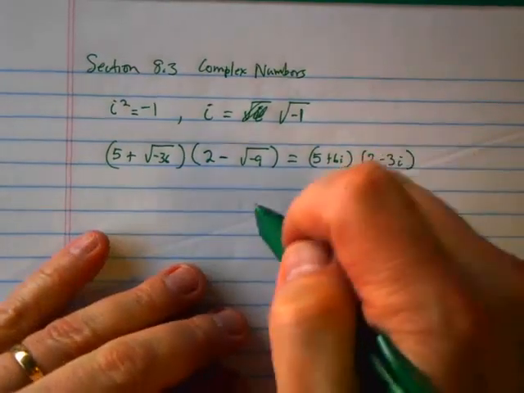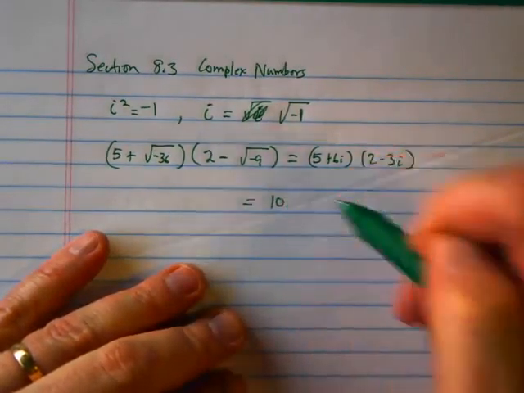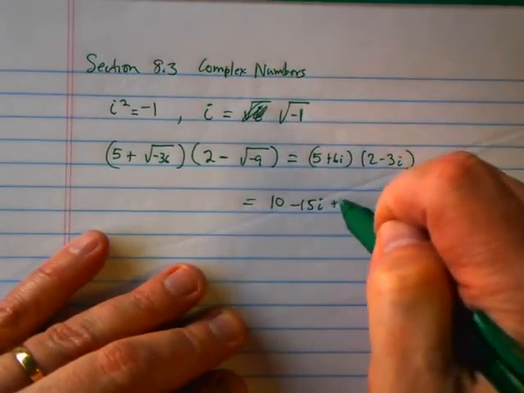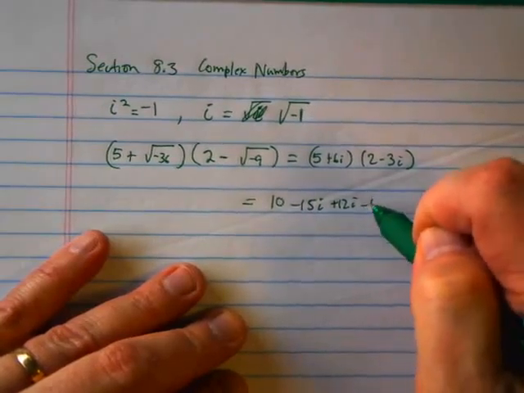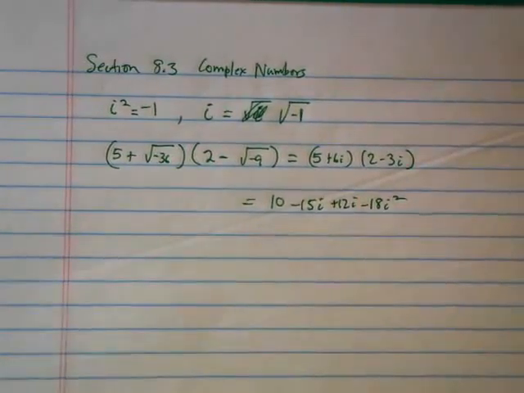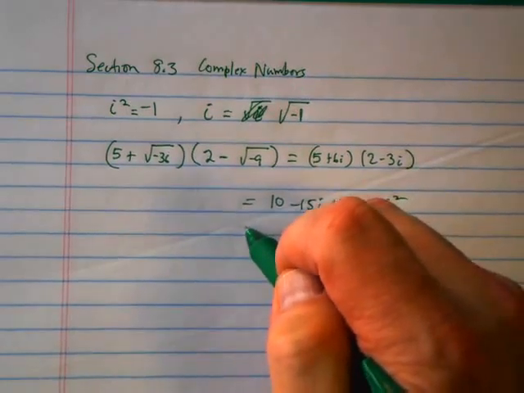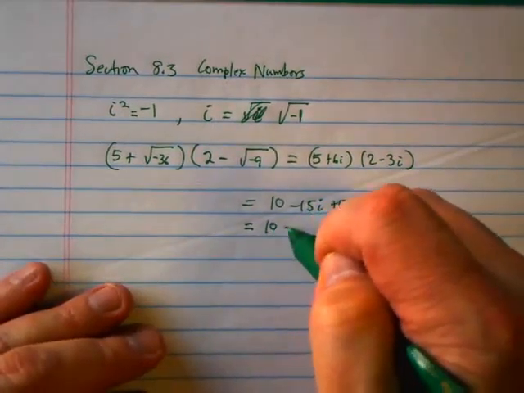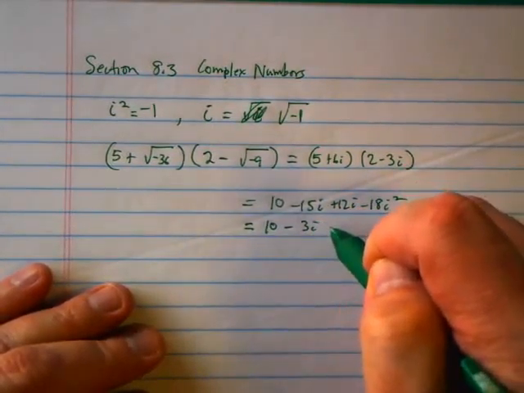All right, so we do FOIL. We get 10 minus 15i plus 12i minus 18i squared. And then what? Combine like terms. What do you get when you combine like terms? 10 minus 3i plus 18.